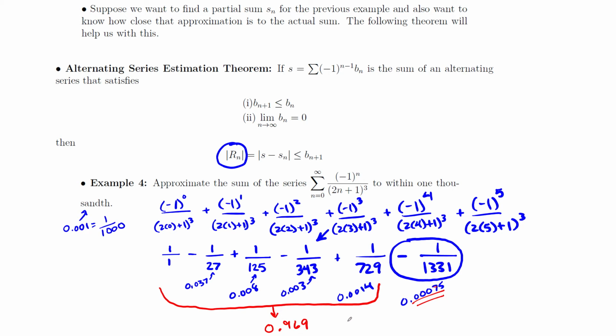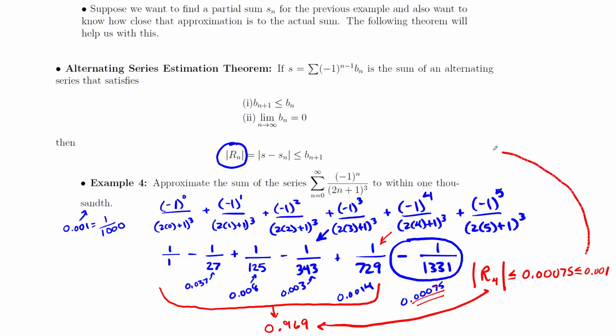Okay. So just to make real clear what we're saying here, the remainder of this, which is what? The 0 term up to the 4 term, right? So R4, the absolute value of that, is going to be less than or equal to 0.00075, which is less than or equal to 0.001, which is exactly what they asked us for. So this is our answer with confidence that it has the degree of accuracy that was requested.